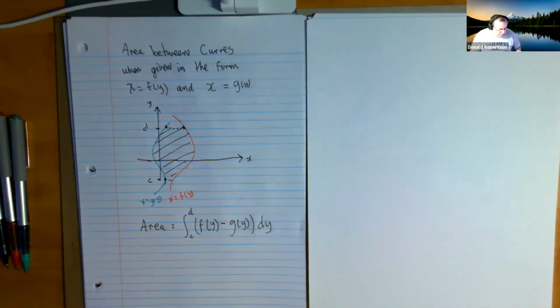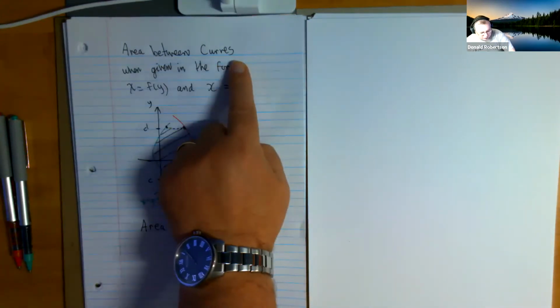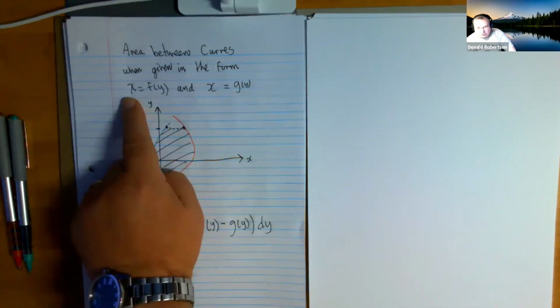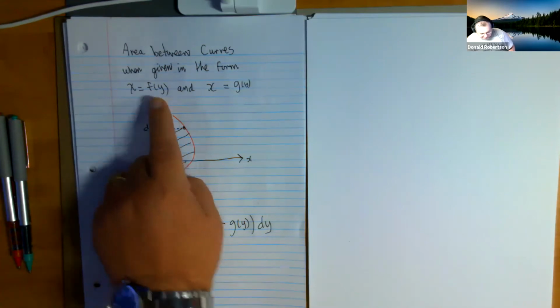Let's finish off areas between curves. Now here's a situation we haven't done. How do you find the area between two curves when the curves are given in the form not y equals a function of x, but x equals a function of y?